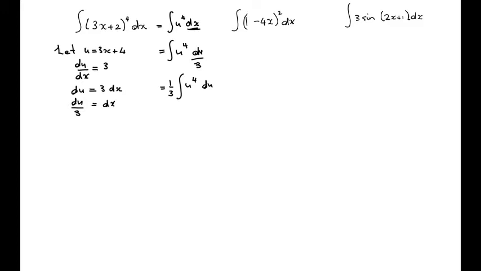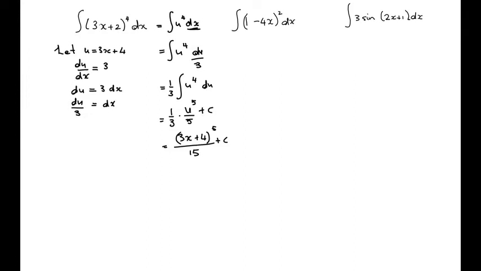I can integrate that because my variables match. So now I can say that that's equal to a third times u to the 5th over 5 plus c. So replacing u with what it was, 3x plus 4 to the power of 5 over 3 5s are 15 plus c. Let's have a look at the next one.